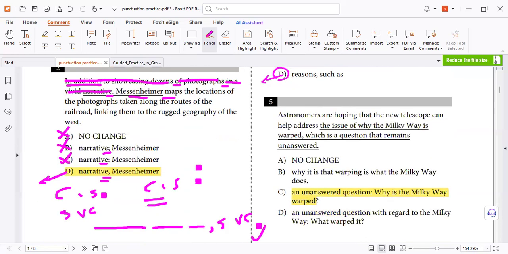Okay. For number 5, you made it correct, but we need reasons. Why? Is the part before the colon complete? I'm going to check if it's a sentence or a fragment. Subject, verb. And then this is called the noun clause. Hoping what? That. So we need the clause with "that". The new subject can help address the verb. So it's a sentence: the new telescope can address the issue. Up to the colon, it's correct.